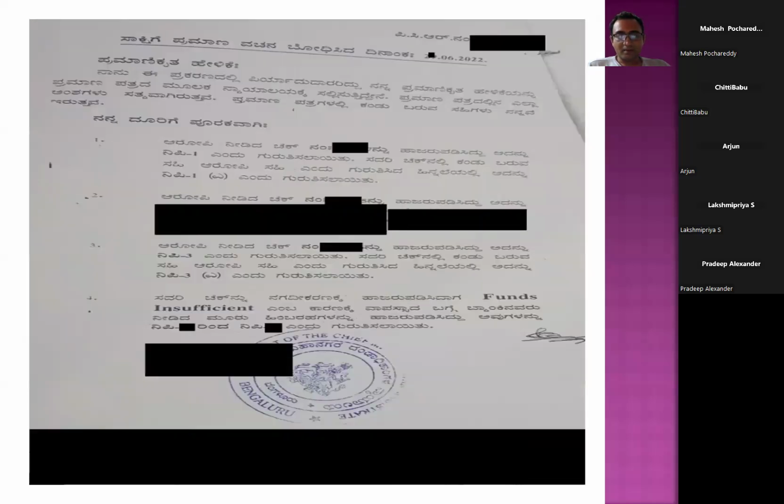So we have produced the original checks to the court. We have produced the shera or the note given by the bank stating insufficient funds. We have to produce all the original documents. Here we have mentioned Xerox copy. Only during filing we produce Xerox copy, but when it comes to the stage of evidence, marking of documents, we have to give all original documents. So this is all in Kannada, where we have produced all the original documents.